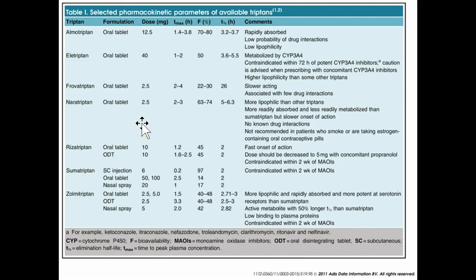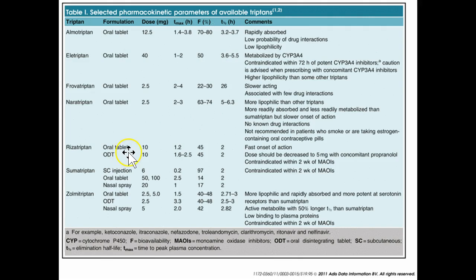So the vast majority all come as an oral tablet, so that's the basic presentation. And then you'll notice there's some that come differently. So, for example, rizatriptan and zolmitriptan come as an orally dissolving tablet. So for somebody who gets severely nauseous during their migraines and they can't swallow something, they might be able to let something dissolve in their mouth. It might be easier for them to take it that way.